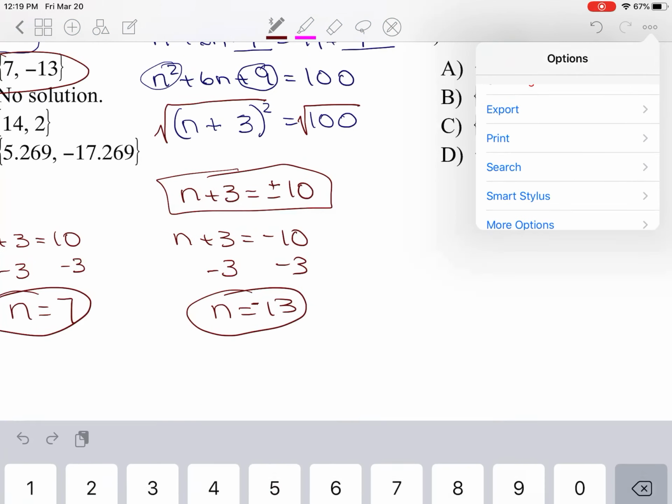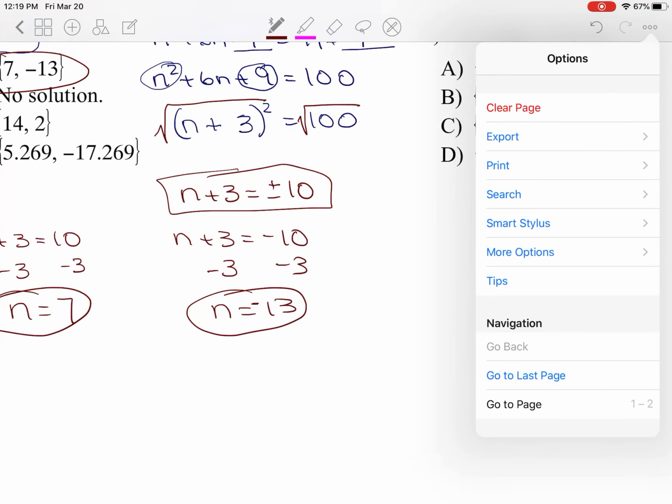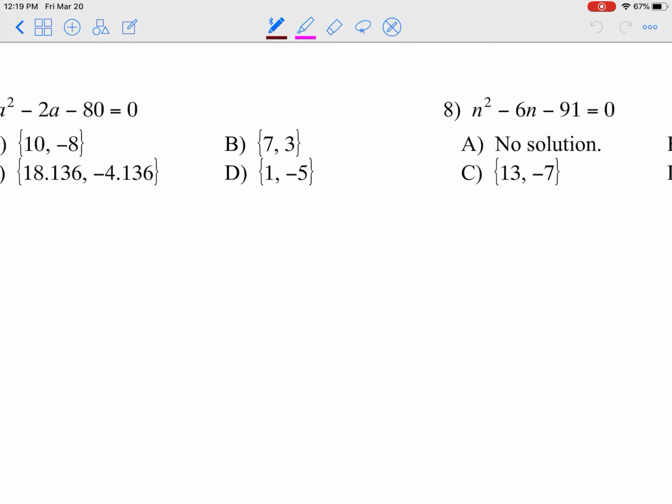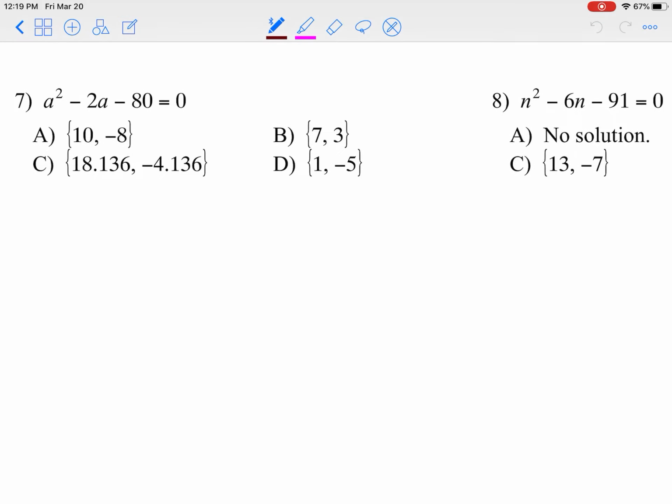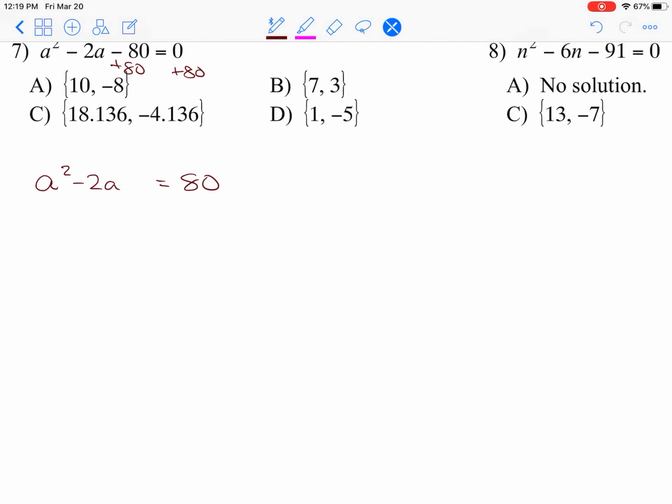All right, let me go to the back side. There we go. And let's do number 7. So again, I'm going to move that constant term, and I move that negative 80 by adding 80 to both sides.